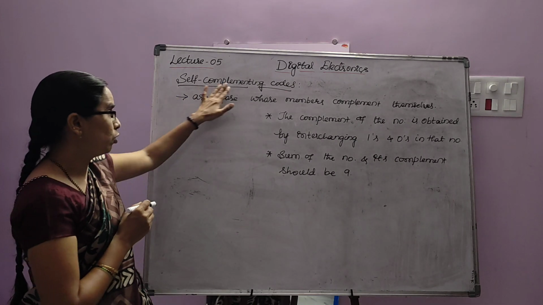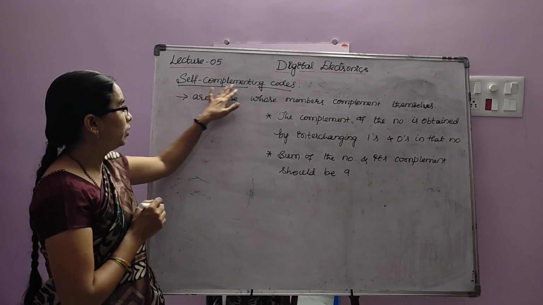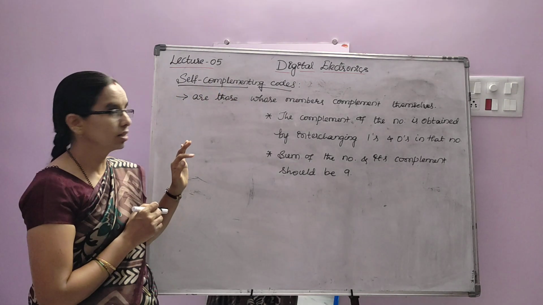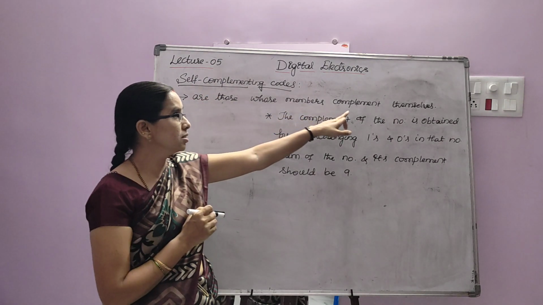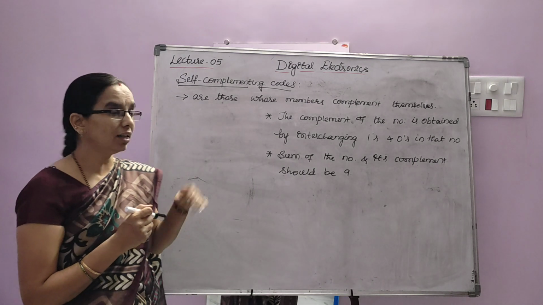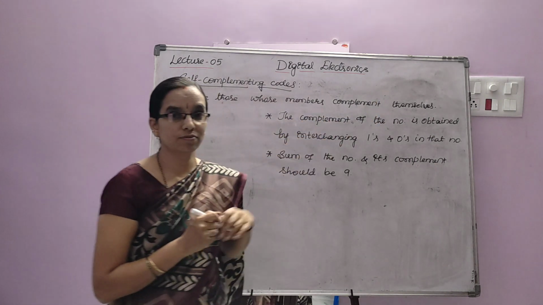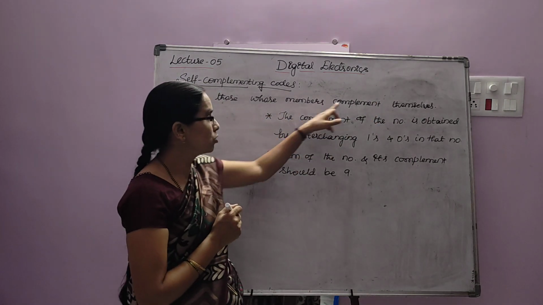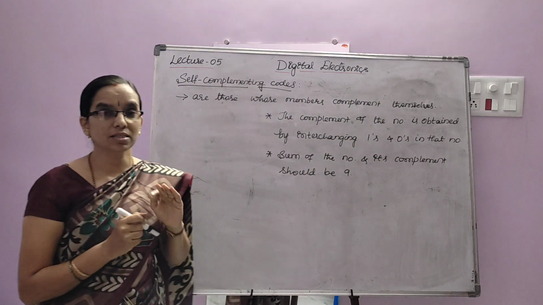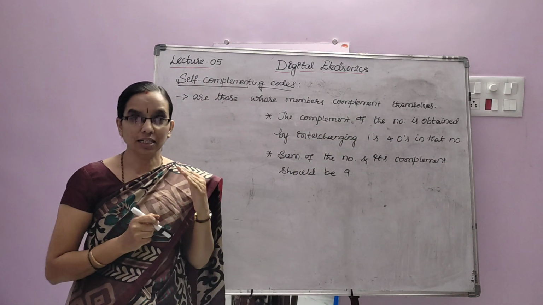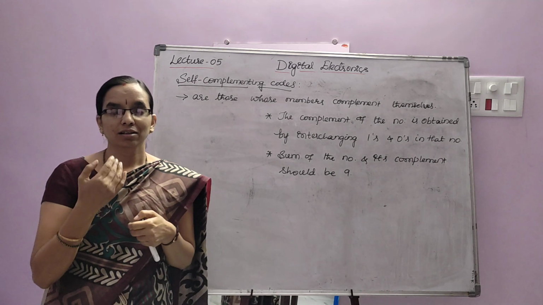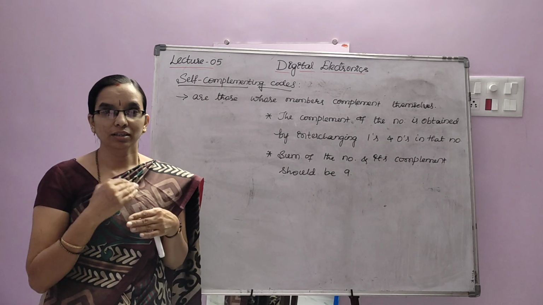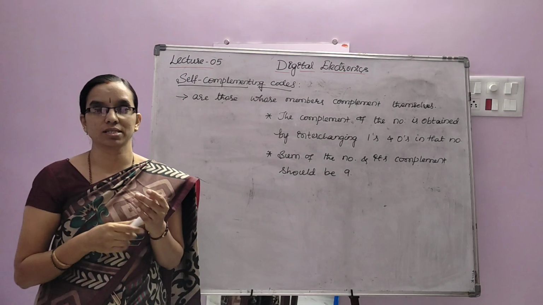What are self-complementing codes? Complementing, we know. Self-complementing codes, in the sense, are those whose members find their complements themselves, or whose members complement themselves. That means in a digital code we can find the complement of the number in the code itself.